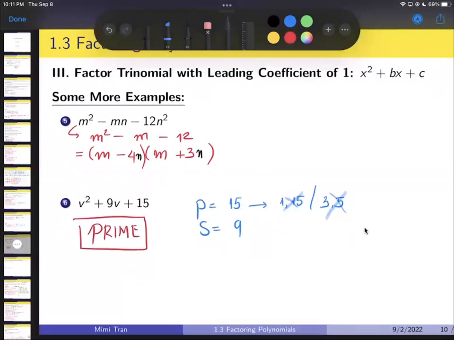Now you can check. Let's check to see if we have the right one. m times m is m squared. m times 3n is 3mn. Negative 4n times m is negative 4mn, which gives me negative mn, right? And then the last one, negative 4n times 3n, which is negative 12n squared. So check. You erase that so I can box it.